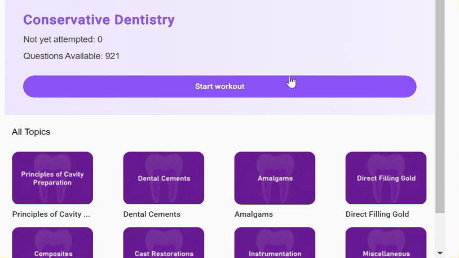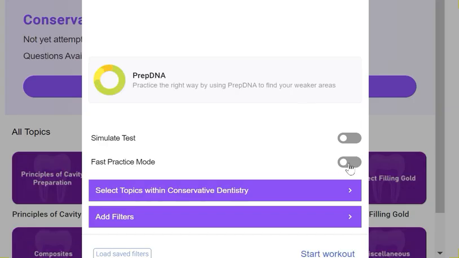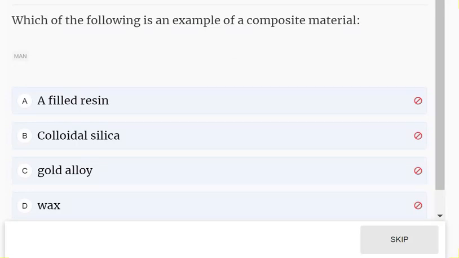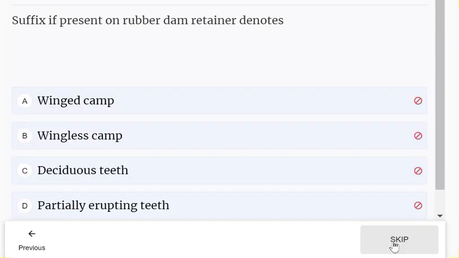Hello everyone, let's practice some conservative dentistry or operative dentistry MCQs. Which of the following is an example of a composite material? Filled resin, colloidal silica, gold alloy or wax? The correct answer is filled resin.